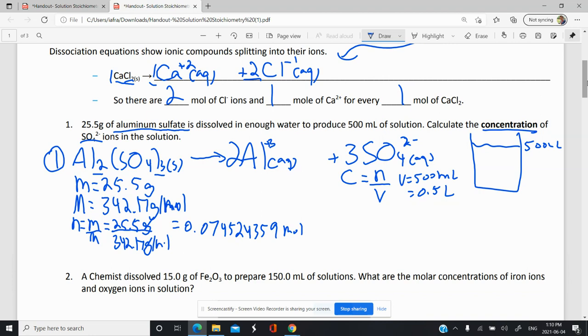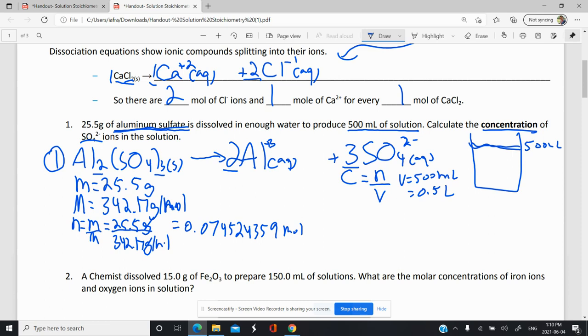And so in this first question here, what we did is we had 25.5 grams of aluminum sulfate. We threw it in water and dissolved it, and basically the solution was about 500 mils of solution. Okay, so the entire volume is 500 mils. Our first step was to write out a dissociation equation. So we wrote down our aluminum sulfate as a solid, made an arrow to indicate we're going to dissolve it in water. And we just separated it into the ions and balanced it with the proper coefficients.